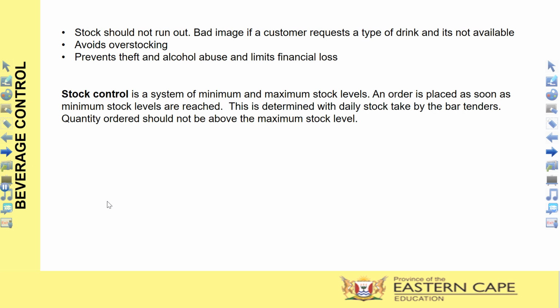Stock control is a system of minimum and maximum stock levels. An order is placed as soon as the minimum stock level is reached. This is determined with daily stock taking that occurs by the bartenders on a daily basis. The quantity that is ordered should not be above the maximum stock level, to avoid any financial loss or to avoid overstocking. You only order what you will need.